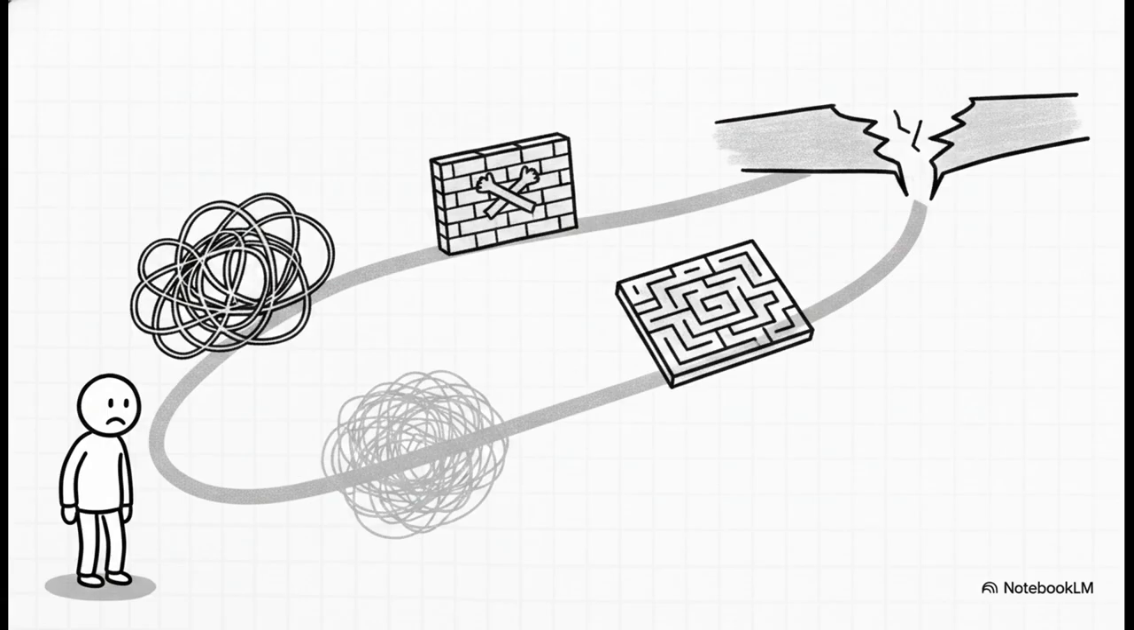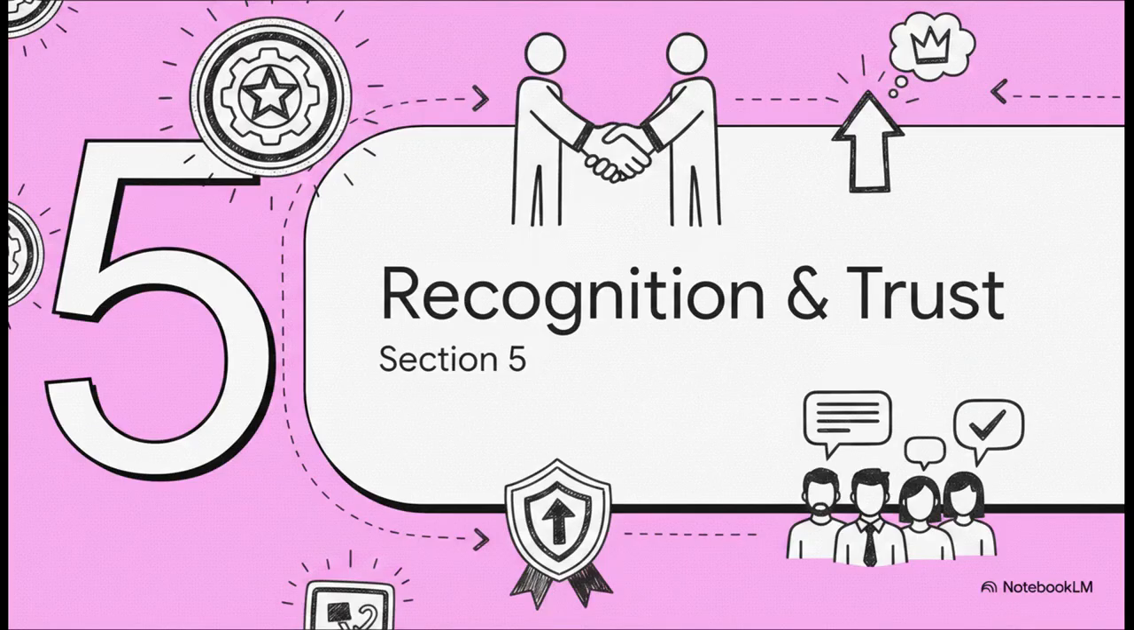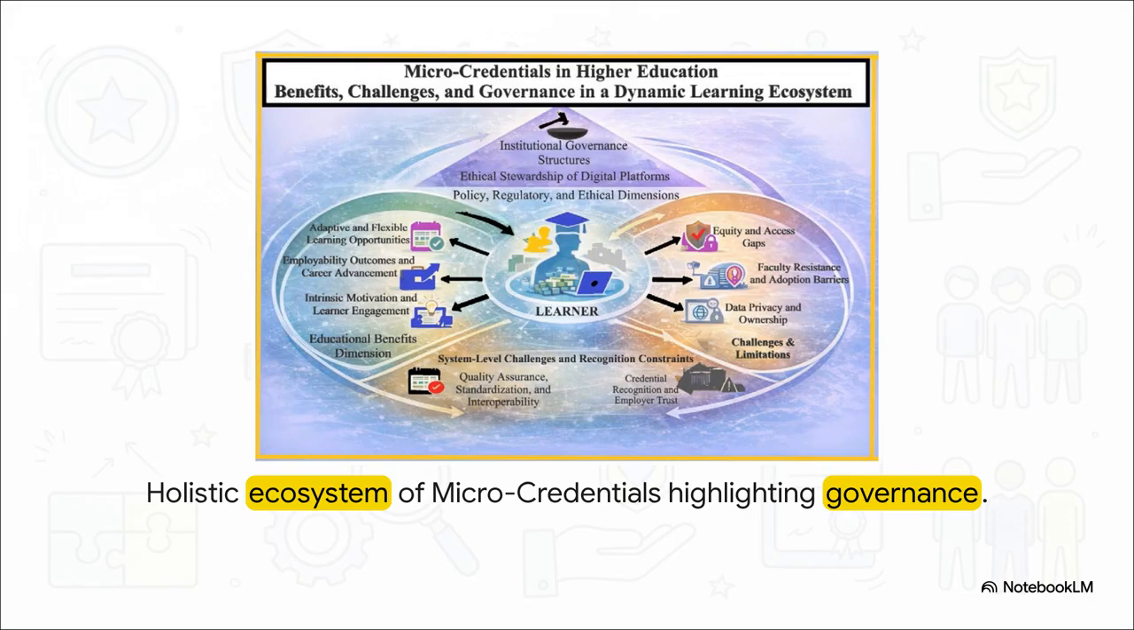Fourth, and this is huge, if you aren't careful, you will expand the equity gap. Learners in lower socioeconomic brackets might lack the internet or the funds to participate. You absolutely must design your project with these systemic roadblocks in mind. And finally, Section 5, ensuring recognition and trust. Because let's be honest, a badge is entirely useless if nobody actually respects it.